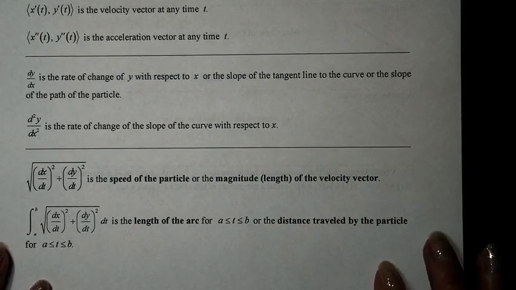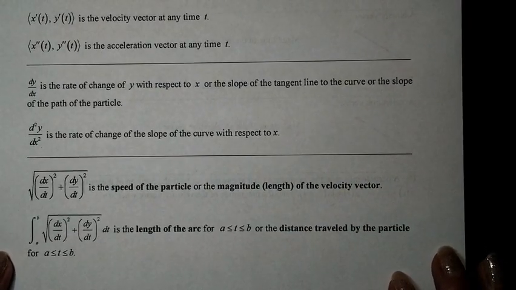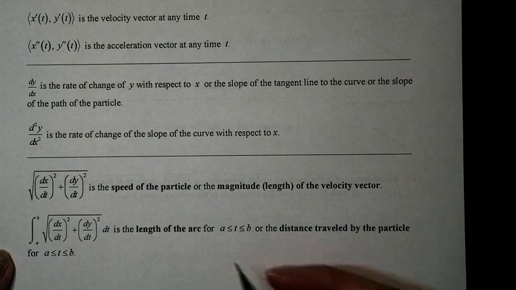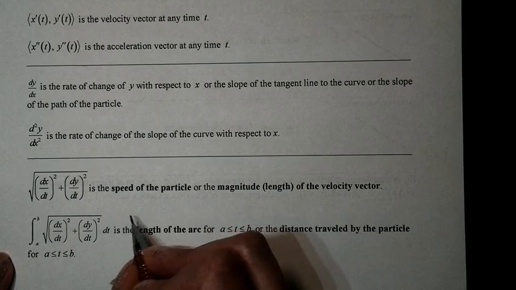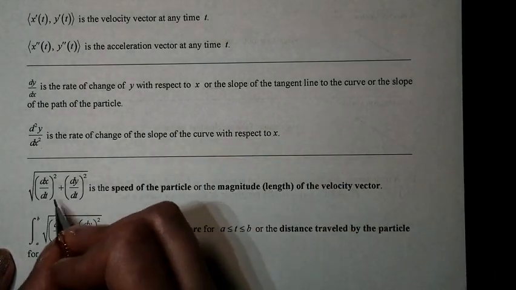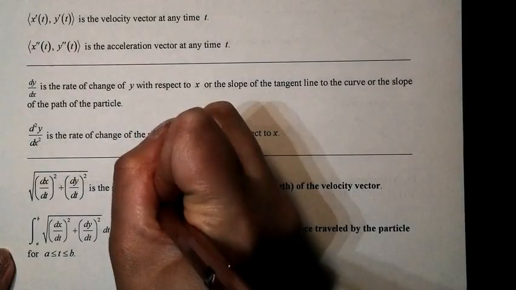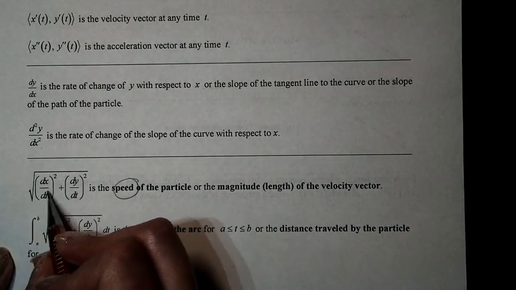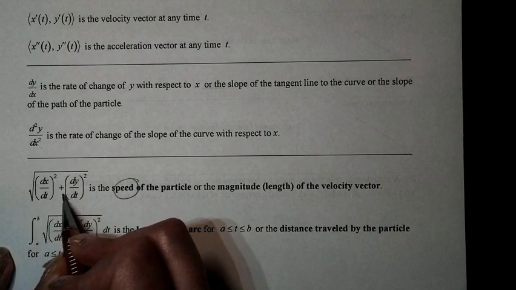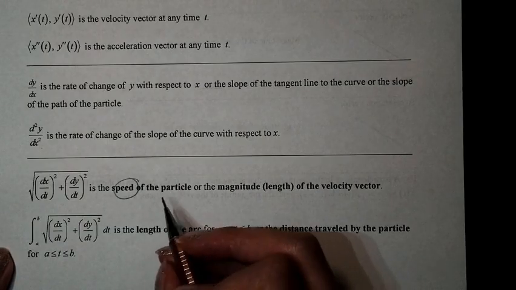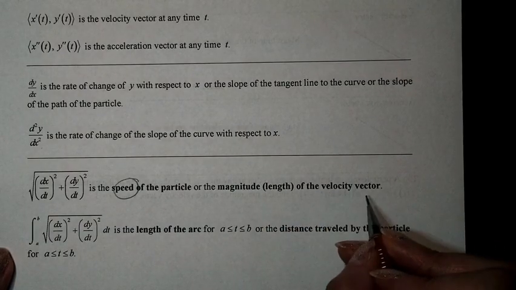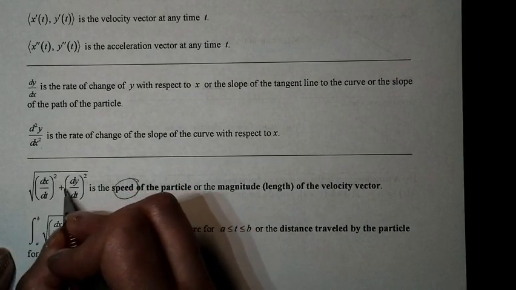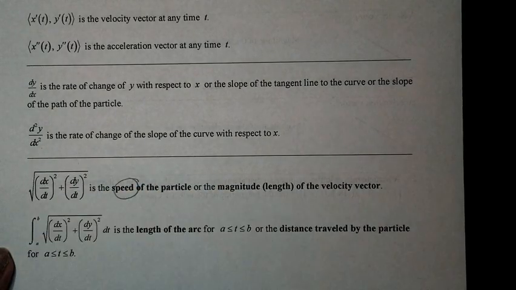The next one, and the last two that we have for today, are a little bit important. The first one is the speed of the particle, or the magnitude of the velocity vector. The magnitude of the velocity vector is very important. Usually speed is very important information when you are talking about parametric equations. The square root of (dx/dt)² plus (dy/dt)² is what we call the speed of the particle, or the magnitude of the velocity vector. You can also represent this as the square root of x prime of t squared plus y prime of t squared. That's also correct notation. Use the one that you prefer.